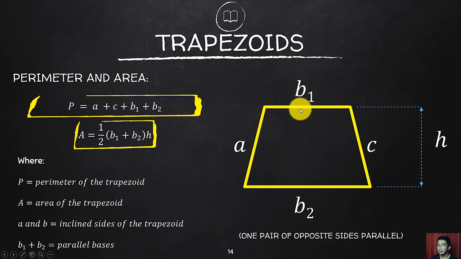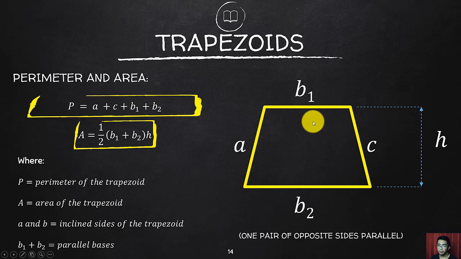So let's say the pair of opposite sides. What are the opposite sides here? A and C are opposite to each other, correct? But they are not parallel to each other, meaning their slopes are not the same. But B1 and B2 are opposite sides and they are parallel to each other. So if a four-sided polygon has one pair of opposite sides parallel to each other, then that is a trapezoid, okay?